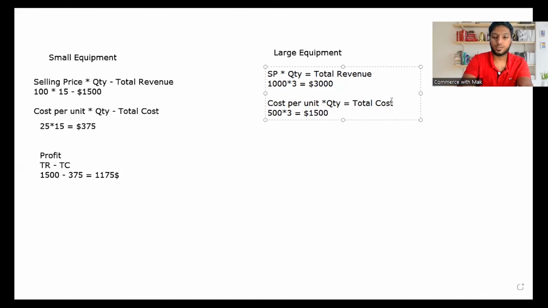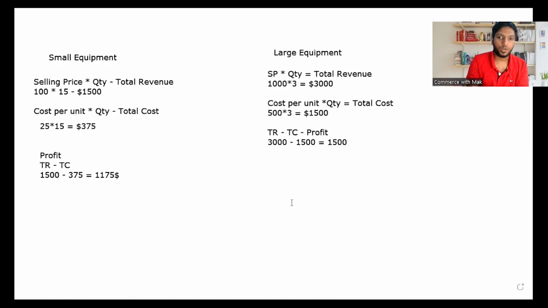So I'm going to take total revenue minus total cost, which will give me the profit. So my total revenue is how much? 3,000. My total cost is 1,500. So I'm getting a profit of 1,500. Now, before we conclude this calculation, we can do one more thing. Can we calculate net profit margin and gross profit margin? This is what you need to see.